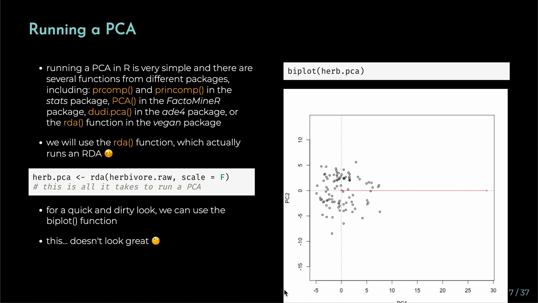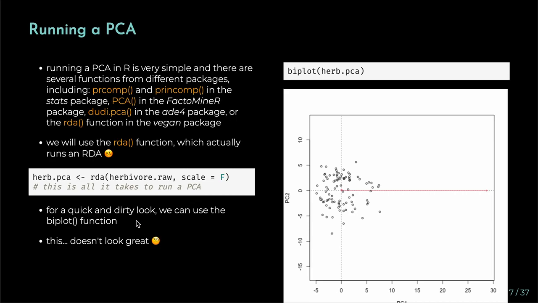Now this one's called rda, which stands for redundancy analysis, which is actually what it runs, but a redundancy analysis that doesn't have an explanatory variable or a constraint specified is just a PCA. So by running it without a constraint, it is simply a PCA. So this is how the sausage is made. This is how I run the PCA. And note the scale equals FALSE here. This will become important in a second.